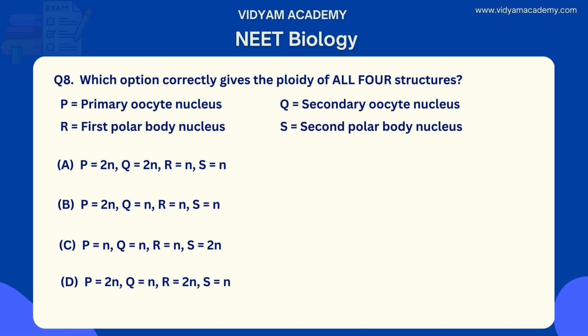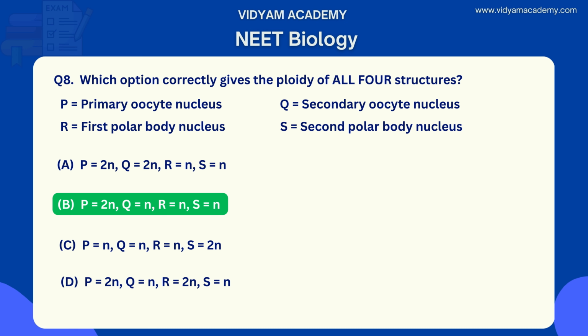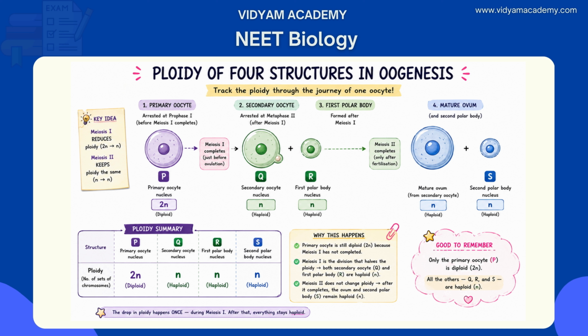The answer is option B: P is equal to 2n, Q is equal to n, R is equal to n, S is equal to n. Why and how? Let's see. The primary oocyte P is diploid, 2n, because it is arrested at prophase 1 of meiosis 1. No meiotic division has been completed as yet, so the chromosome number is still full.